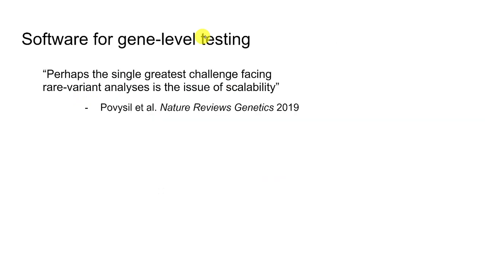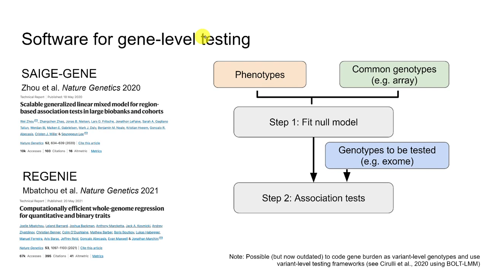Okay. So that was sort of the statistical methodology for burden testing, but there's also a really important aspect, which is the computational side of it as well. So there's this review paper from 2019 that said the main bottleneck for rare variant testing is the computational side, like the scalability to larger data sets. So I'll just go over two examples of software that people have developed to do this at scale.